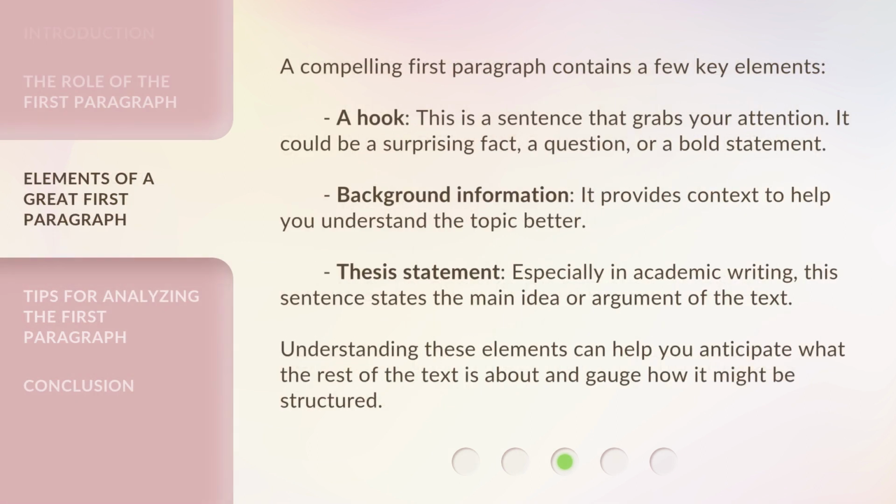A compelling first paragraph contains a few key elements. A hook. This is a sentence that grabs your attention. It could be a surprising fact, a question, or a bold statement. Background information. It provides context to help you understand the topic better. Thesis statement. Especially in academic writing, this sentence states the main idea or argument of the text. Understanding these elements can help you anticipate what the rest of the text is about and gauge how it might be structured.